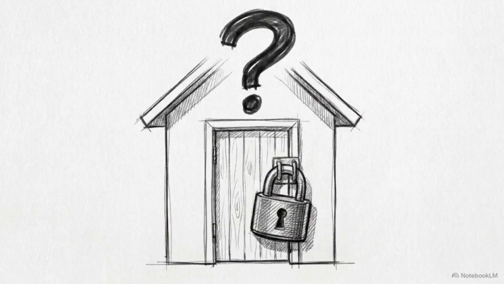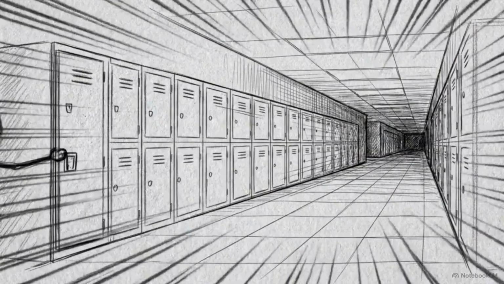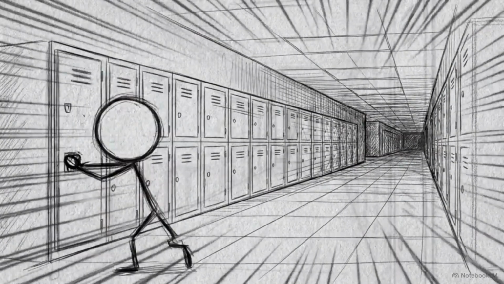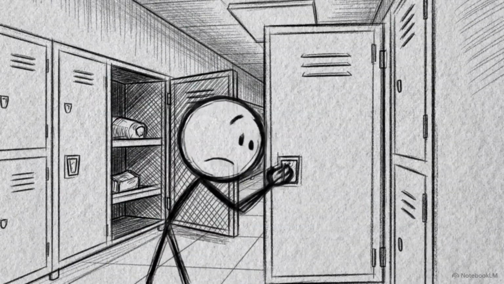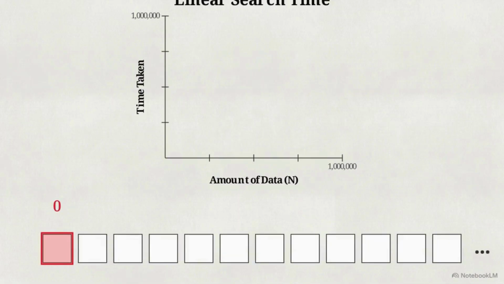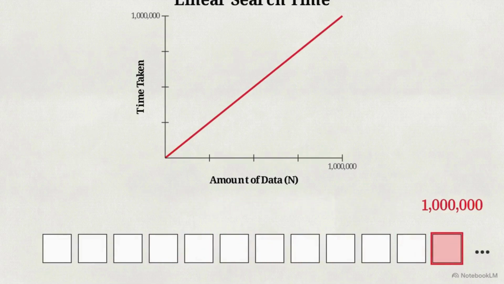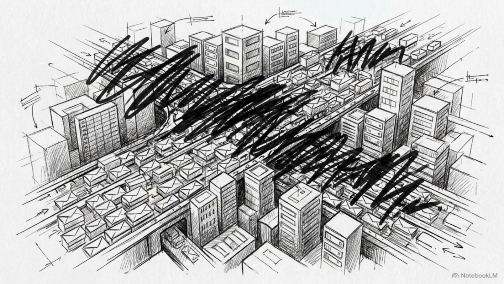How do we find one specific person hidden inside one of those houses? A linear search is like a hallway of lockers. You open locker 1, then 2, then 3, until you eventually find the right one. This works for a small, messy pile of data, but as the amount of data grows, this method becomes much slower. If your target is in the millionth locker, the computer has to make 1,000,000 individual checks. Brute force eventually gets the job done, but it's an inefficient way to run a city.